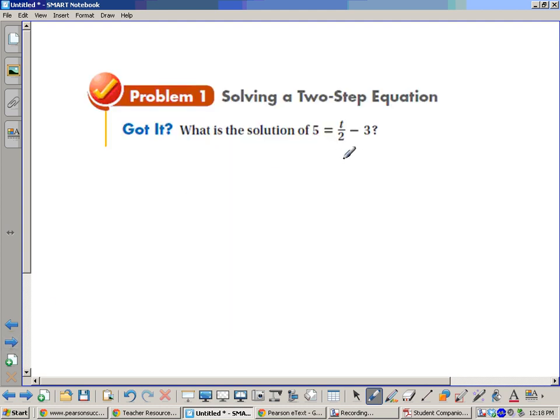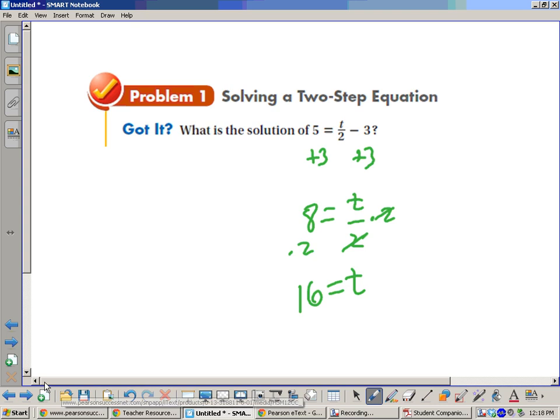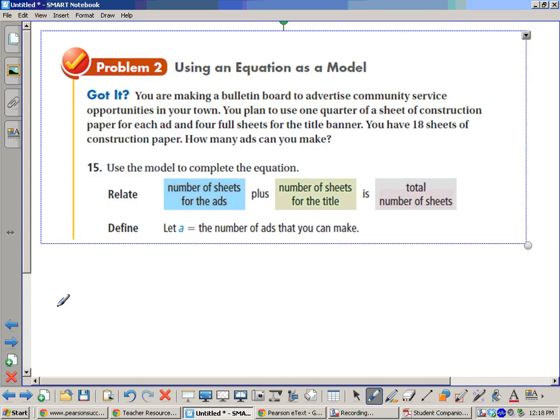So here, let's identify the operations. We're subtracting and we're dividing. So the reverse order would tell us we're going to add 3 first and get 8. And then to undo division, we want to multiply. So we will drop the 2, multiply both sides. We get 16 equals t. Check your answer by putting 16 in here for t to get to your check.